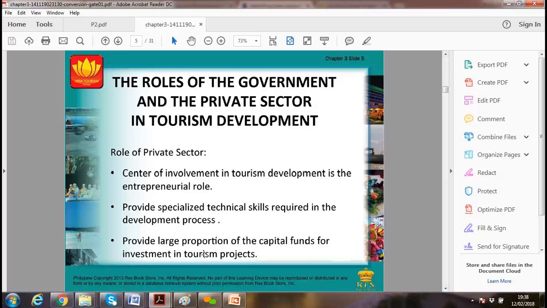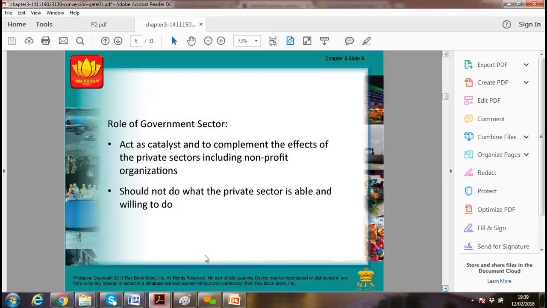So the central involvement of the private sector in tourism development is an entrepreneurial role, providing specialized technical skills. We need to look around at what sort of skills, which we'll go through in following lessons in more detail. It also provides a large proportion of the capital funds. The large private sector provides a lot of funds, the money coming from there, because maybe the government sector doesn't have enough funds. So the private sector is still important, and the innovations come as well. A lot of private sector, their efficiency is better than the government sector.